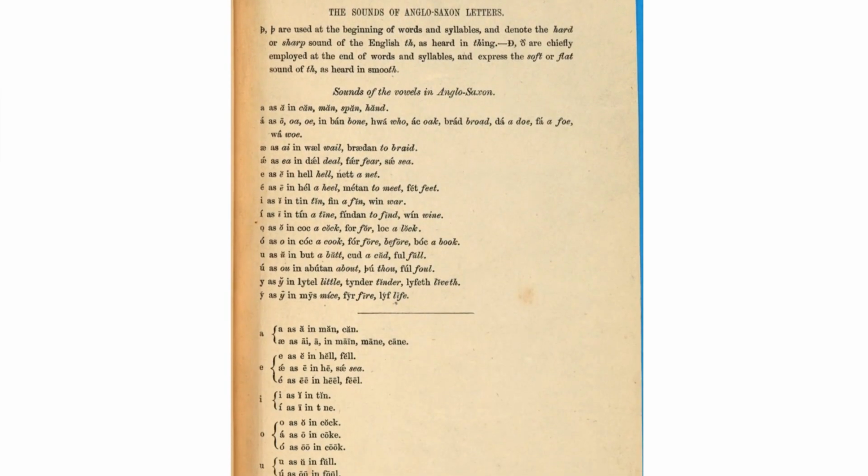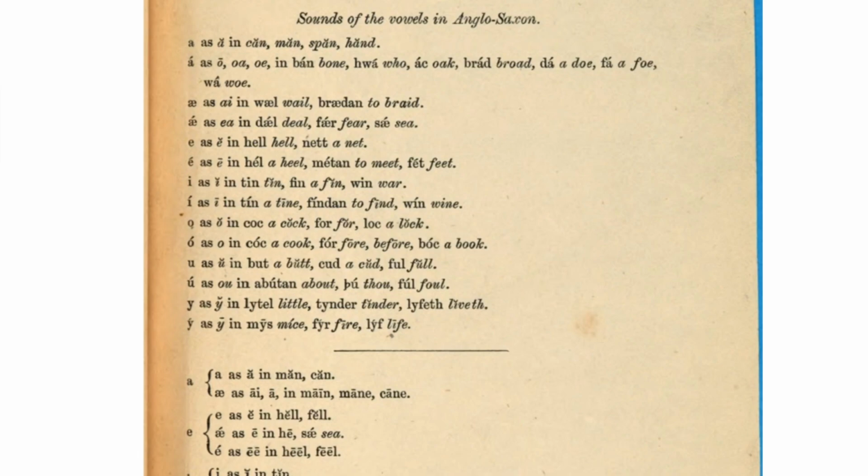Take this page, for example, from an outline by one Joseph Bosworth, The Essentials of Anglo-Saxon Grammar, a language which we know now as Old English. He's describing vowel sounds by comparing them to modern English phonology to get the point across. Let's look. Regular A is the short sound in can, man, span, and hand. Below that, an acutely accented A is like the long O sound in pot and top. In Old English, words like bon, hua, ok, brad, da, fa, and wa. Alright, this isn't so bad. I mean, a little exhaustive, but at least anyone reading can get the point, right?